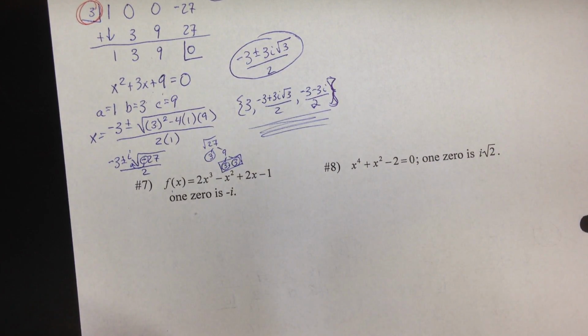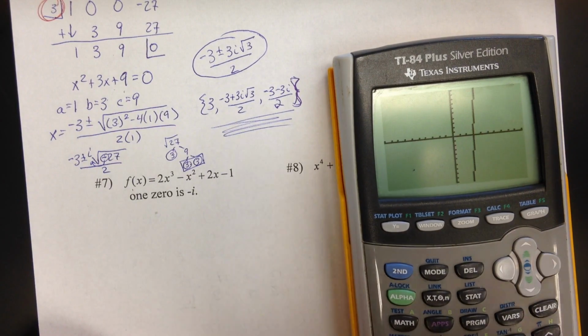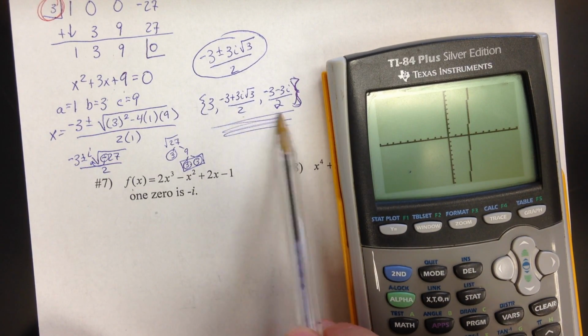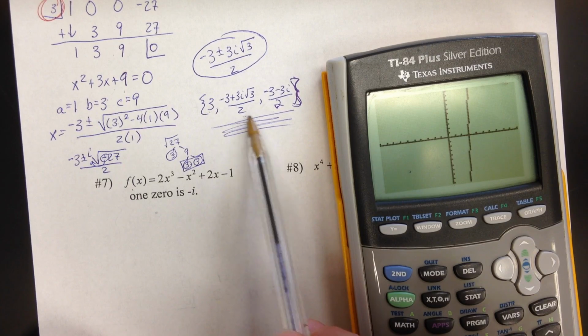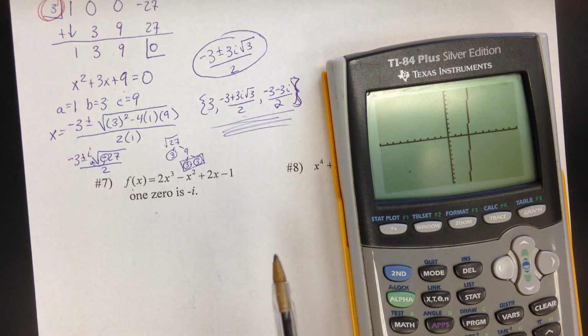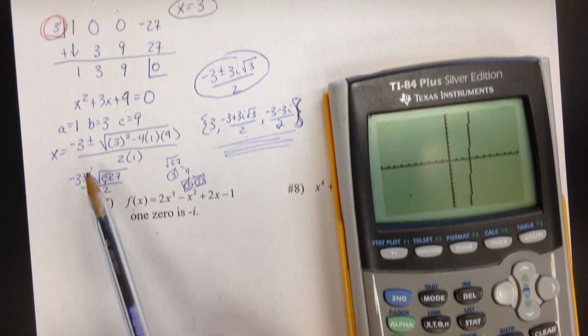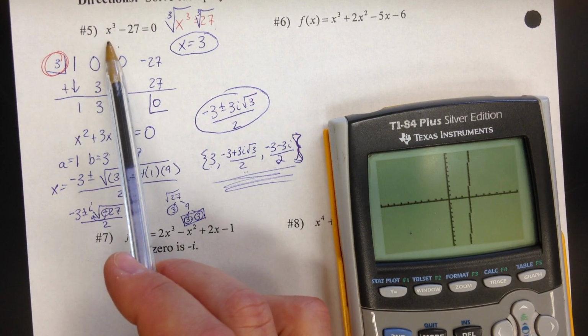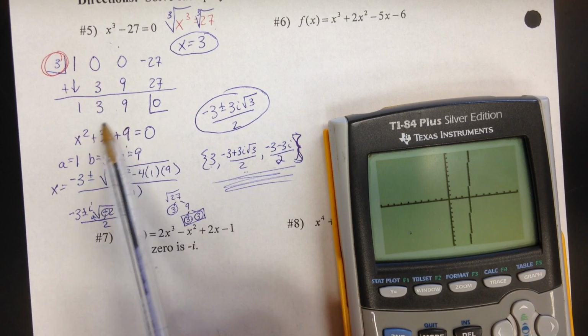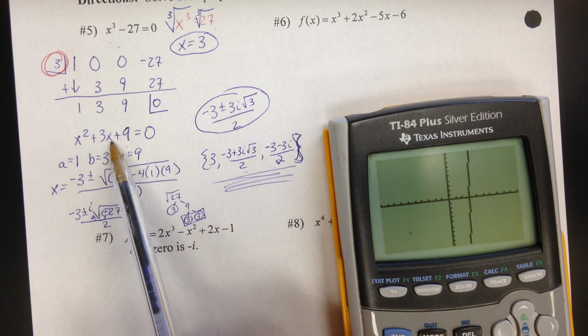Now, if you're trying to solve by graphing on the calculator, you're not going to get the complex solutions. You will get the positive 3, but you will not get these. So that's where synthetic division can help you. The goal with synthetic division is to break down your polynomial until you can get to an x squared, because then you have the quadratic formula.